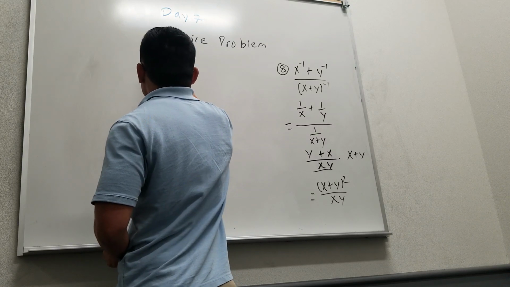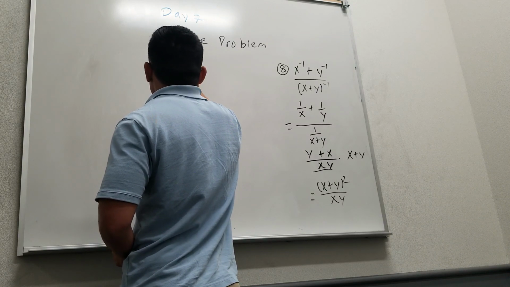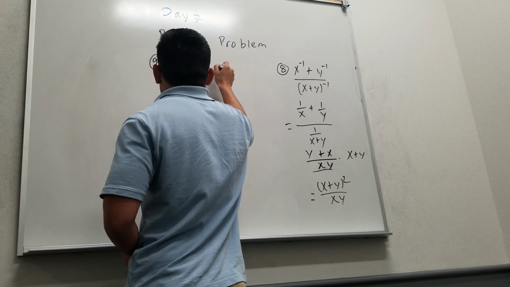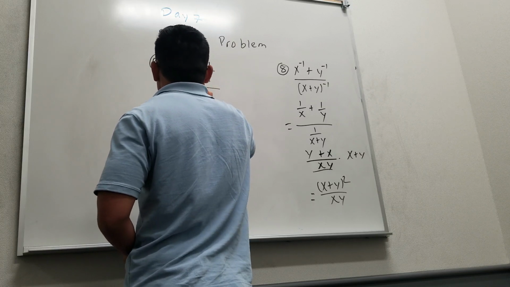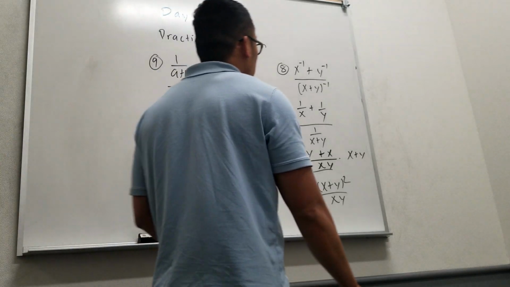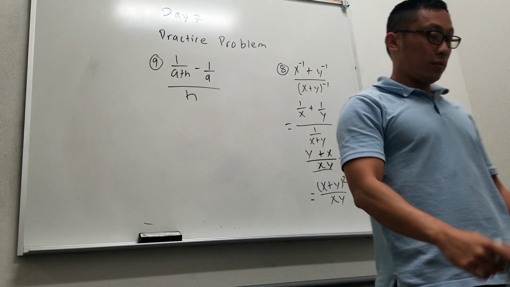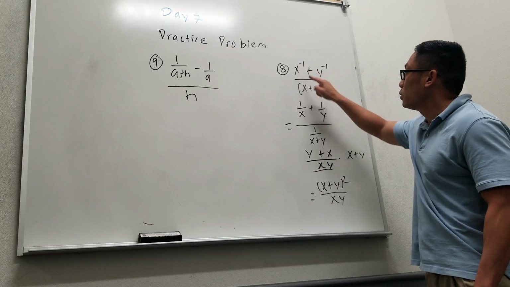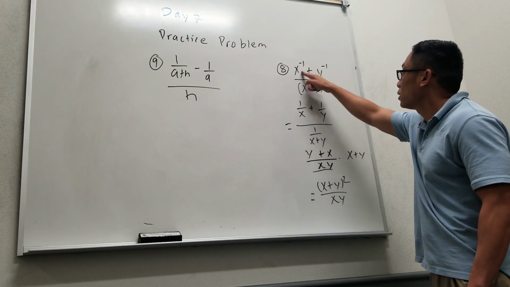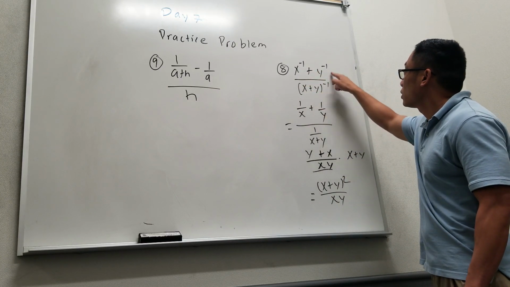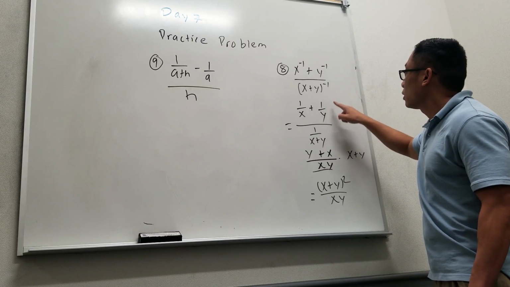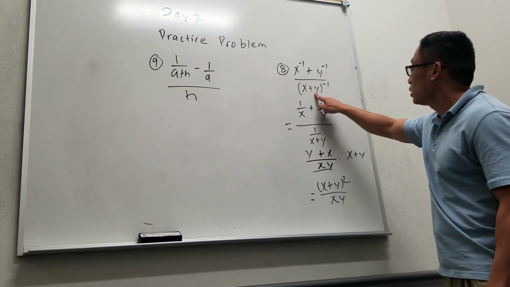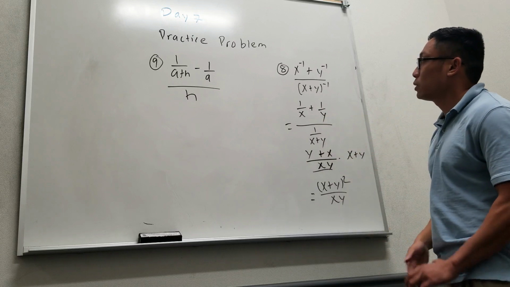Let's do 9, I guess you could say it's 9: 1 over a plus h minus 1 over a, all over h. Hopefully you guys remember from algebra that x to the negative 1 is 1 over x. If not, this is what it is. X to the negative 1 is 1 over x, and y to the negative 1 is the same thing as 1 over y. Same thing here, this is just the same thing as 1 over x plus y.